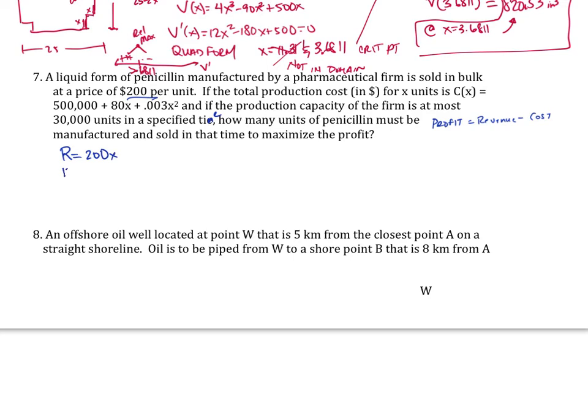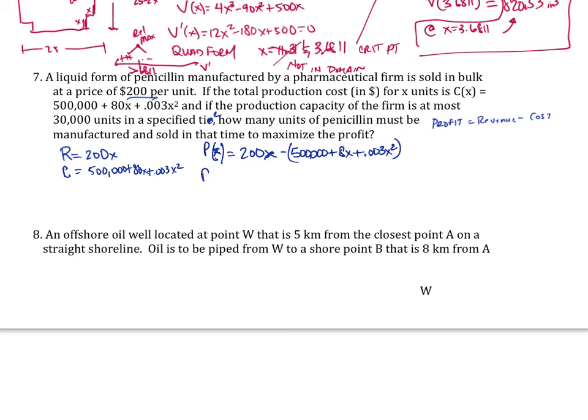And my cost over here is going to be, this is C of X, and that should be R of X, 500,000 plus 80X plus 0.003X squared. So my profit in terms of X will be my revenue minus my cost, which is 500,000 plus 80X plus 0.003X squared. Okay, so that is my profit equation.